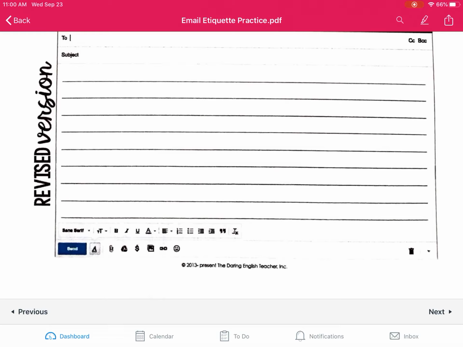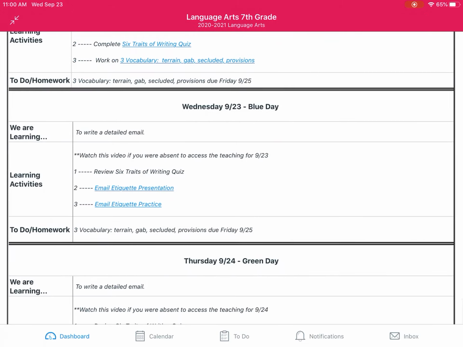And that should get you ready for what we're going to do next time in language arts, which is an assignment that you'll complete on your own this time, where you revise an email that is missing many components that should be in an email. And then lastly, the to-do or homework is that third vocabulary activity with the words terrain, gap, secluded, and provisions, which is due Friday this week.